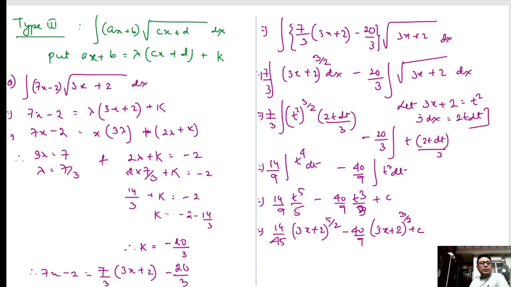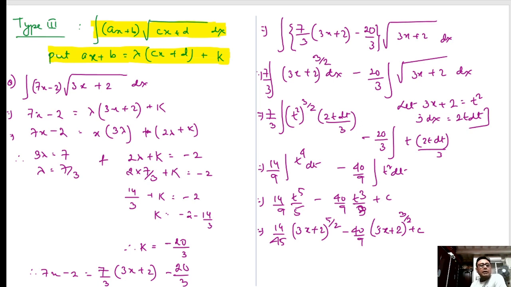So let us proceed further. Now watch here friends, this is a type. When you have integrations of this type, how to proceed? Please remember, put ax plus b as lambda times cx plus d plus k. This is how we have to proceed. Put ax plus b as lambda times cx plus d plus k.